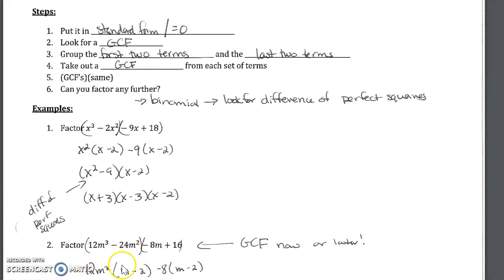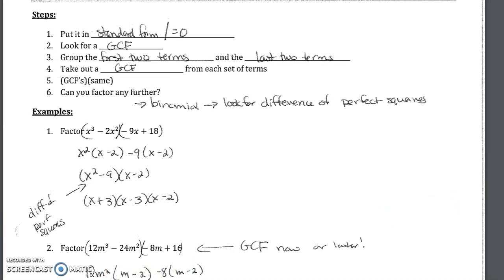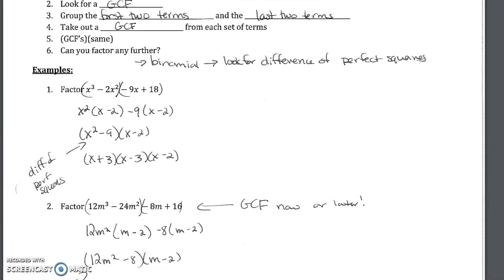So your first set, you're taking out a 12m squared. Your second set, you're taking out a negative 8. Notice m minus 2 is the same. It has to be the same. Group your GCFs together, 12m squared minus 8, and group your sames together, m minus 2.